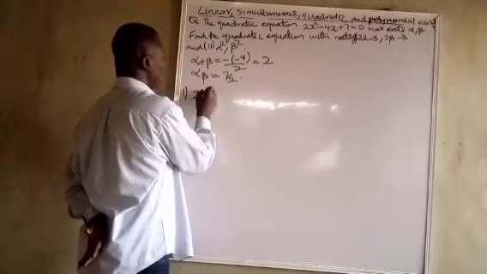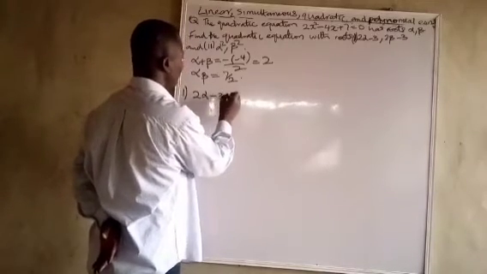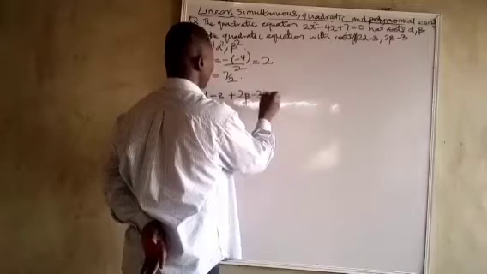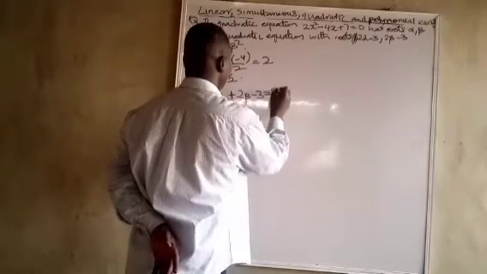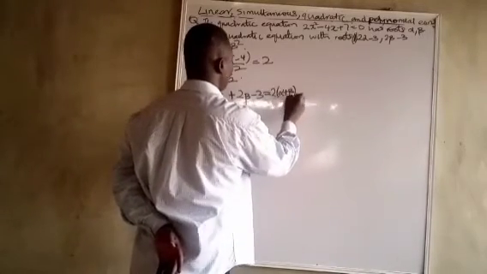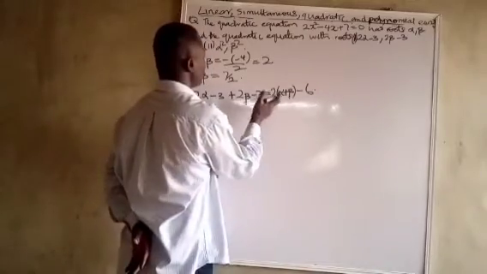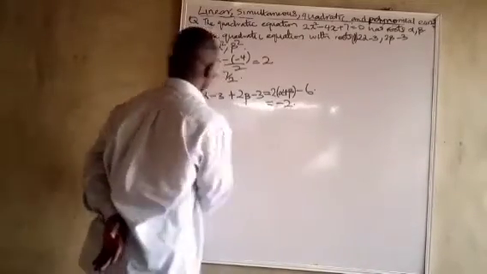So, 2 alpha minus 3 plus 2 beta minus 3. What does that give us? It's going to give us 2 into alpha plus beta minus 6. So, what is alpha plus beta? 2. So 4 minus 6, that's minus 2.